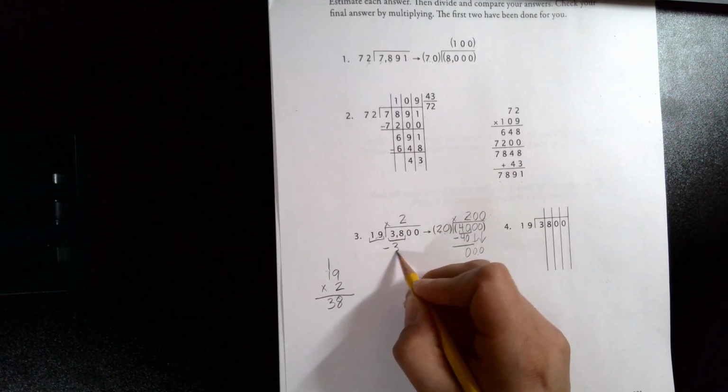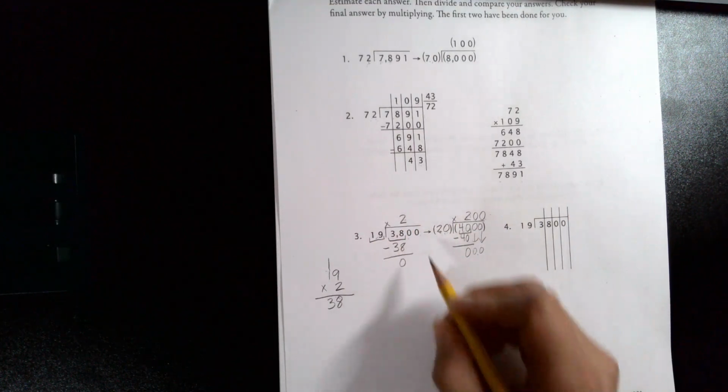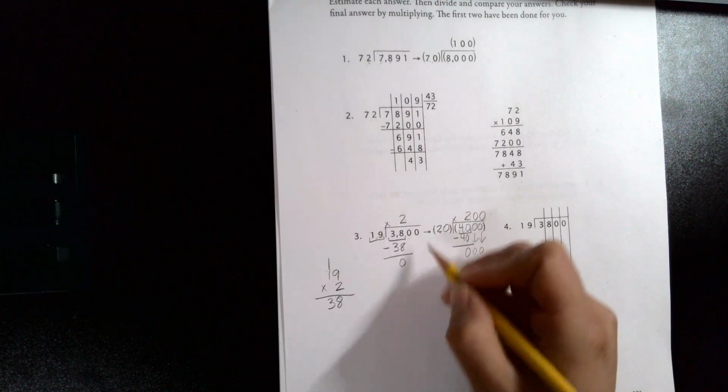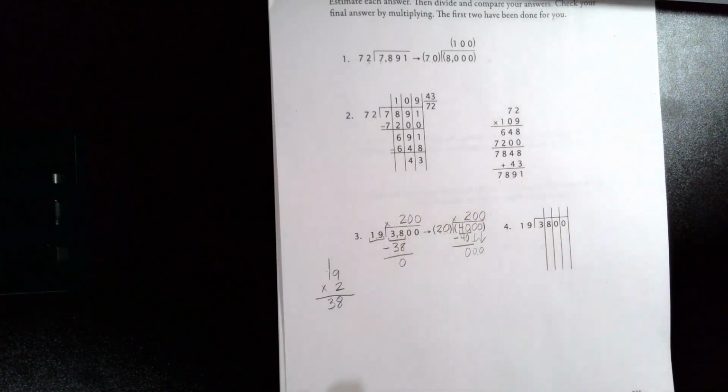So we subtract 38. We get 0. And again, if we bring these down, they do nothing for us. So we just go ahead and put them up here. And that was perfect. It actually worked exactly how it was supposed to.